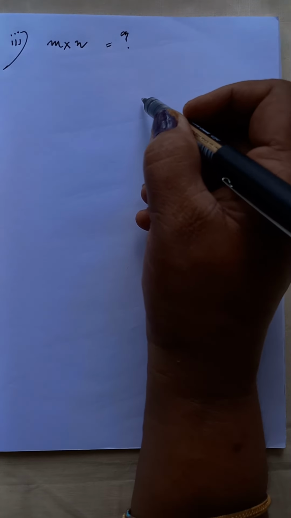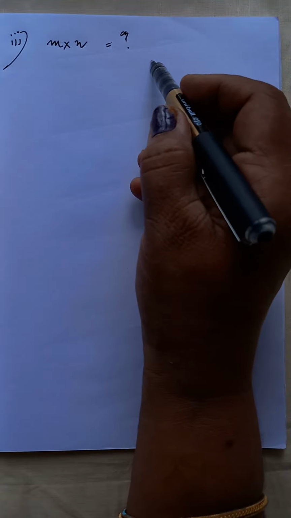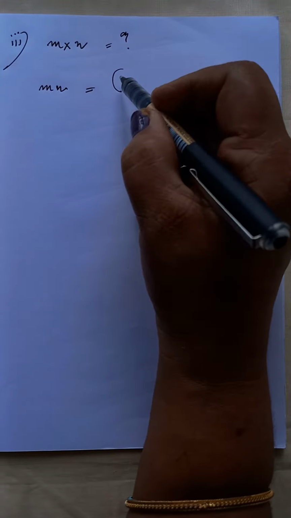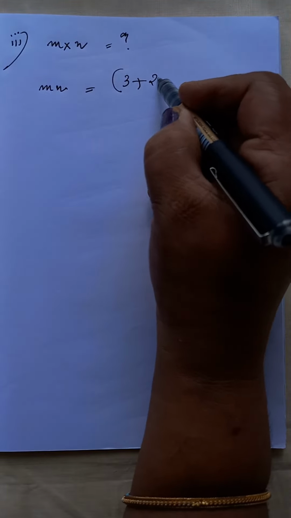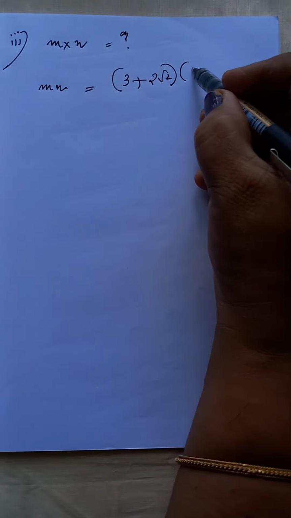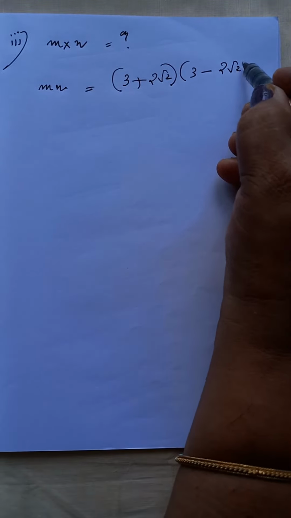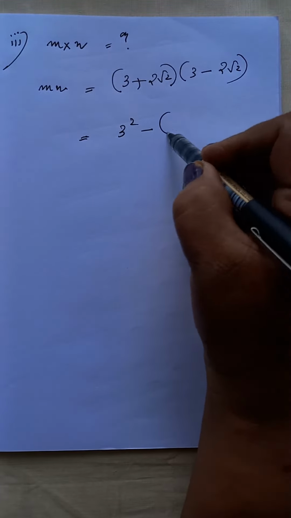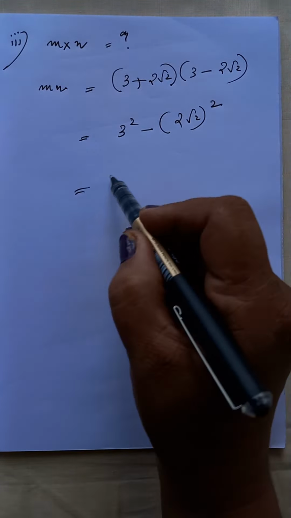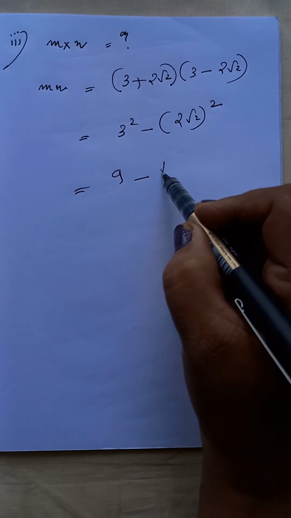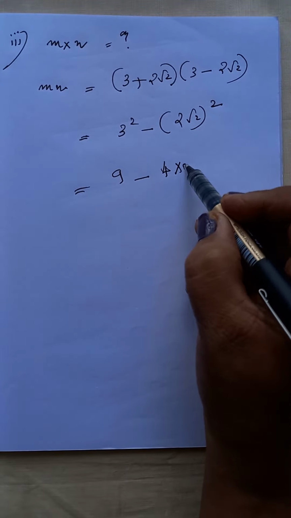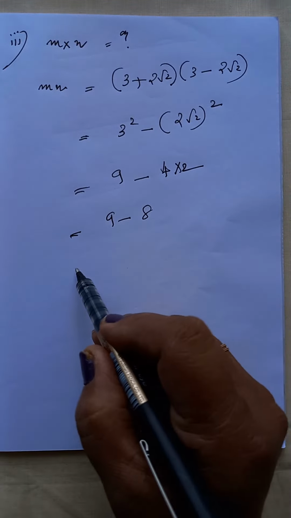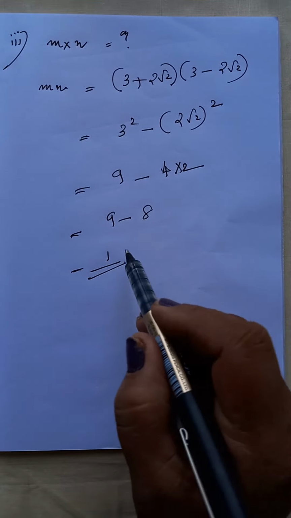In the third sub-question, we have to find out m into n. So m into n, that is mn, is equal to m, we got the value 3 plus 2 root 2, and n, we got the value 3 minus 2 root 2. So a plus b into a minus b form. So a square minus b square, 2 root 2 square, that is 9 minus 2 square, that is 4 into root 2 square is 2. This is 9 minus 4 into 2 is 8. That is, the value of m into n is 1.